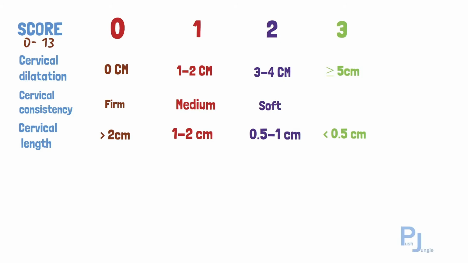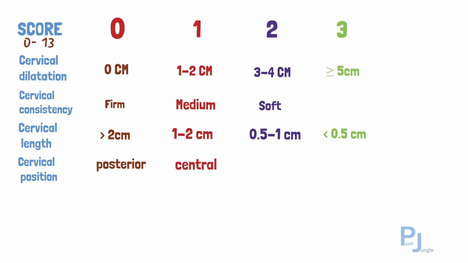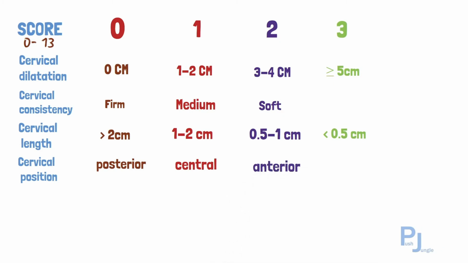Then the cervical position. The cervical position is also graded from 0 to 2. So if the cervix is posterior, it is given a score of 0. If the cervix is central or is middle, it is given a score of 1. While if the cervix is anterior, it is given a score of 2.